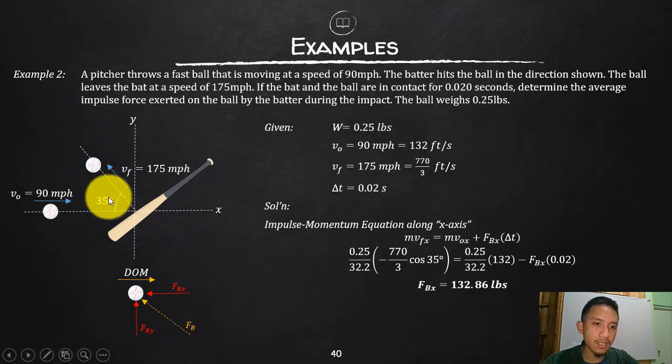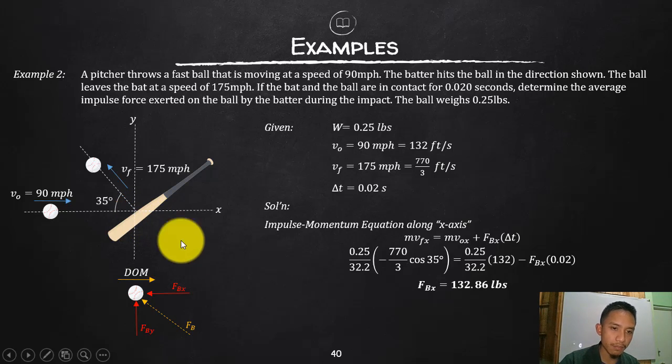But it is not of course given that the batter also applied the force at 35 degrees from below. We do not know that one. We will prove that one if that is the case or not. So we will not assume that the force applied by the batter is at the same angle from below. We will prove that one later on.